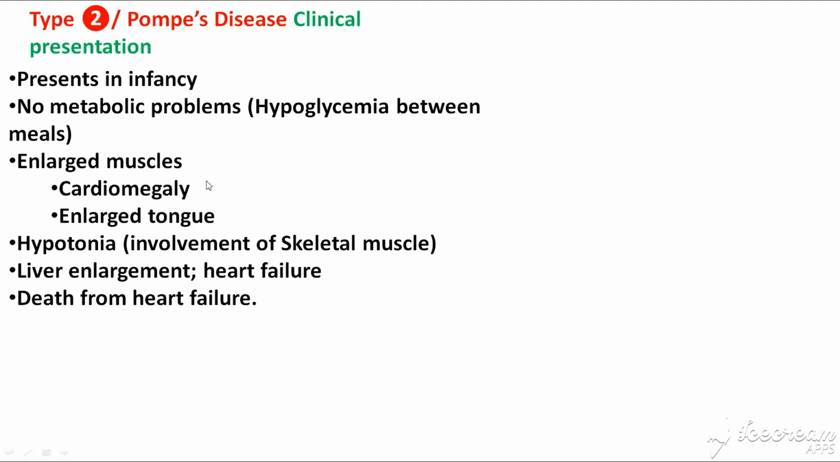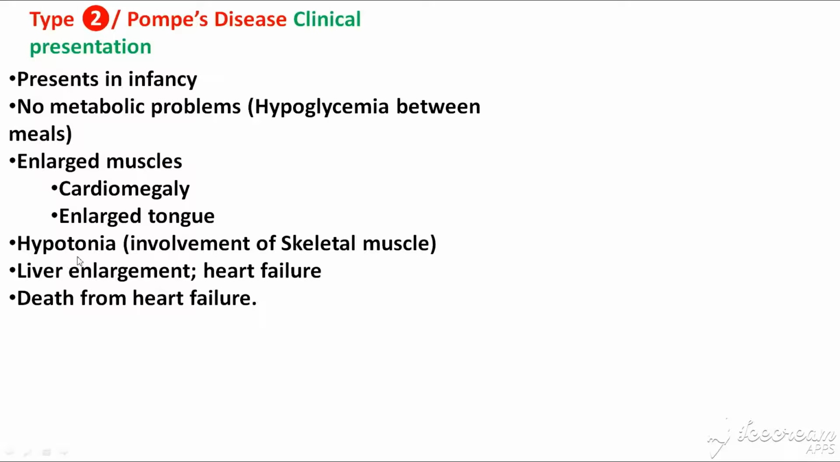Lysosomes are found everywhere in the body, but the main tissues that are going to be affected by this are going to be muscle. So smooth muscle could be affected, and skeletal muscle could be affected. So this is going to lead to enlarged muscles, so that these patients are going to have cardiomegaly and an enlarged tongue. So these are the obvious things that you could see on clinical examination.